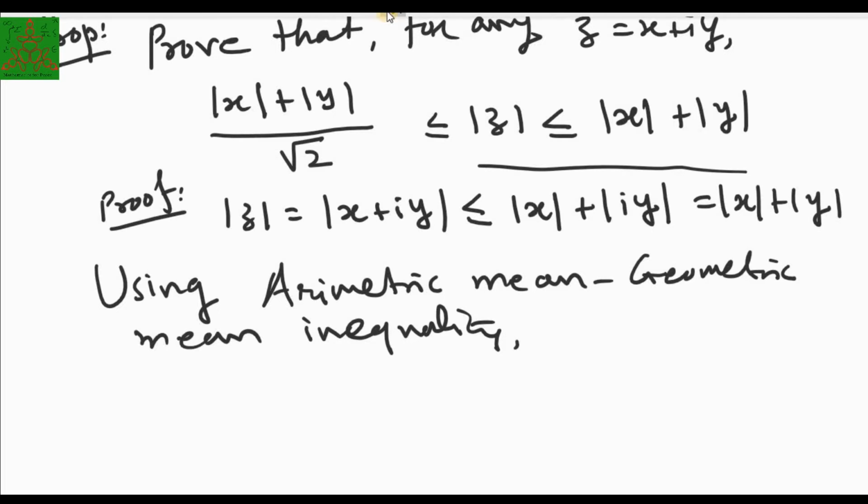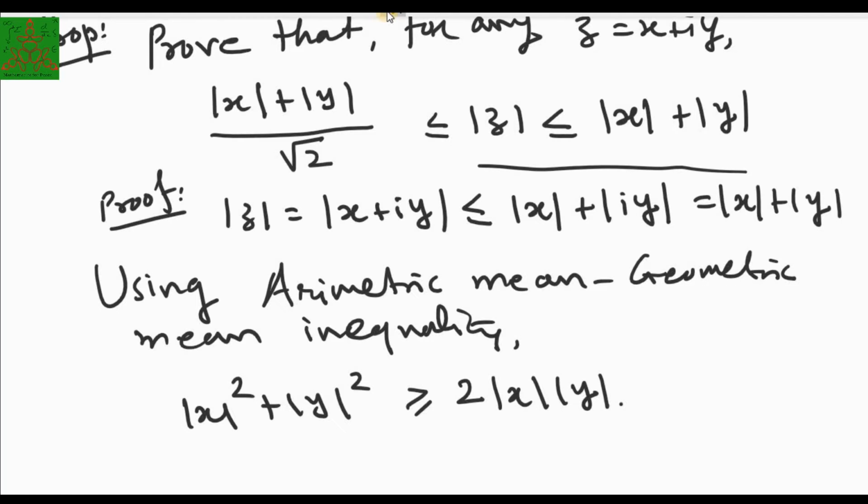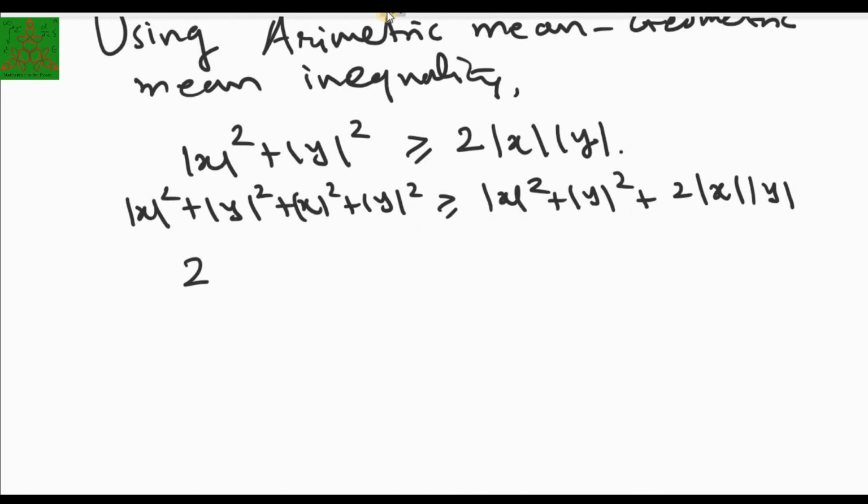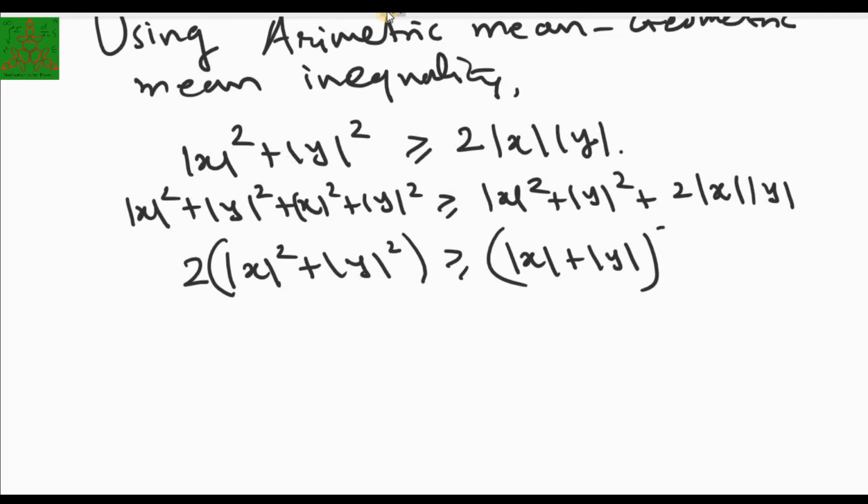So what is the AM-GM inequality? It says that mod of x square plus mod of y square is greater than or equal to 2 times mod of x mod of y. So what I am doing is adding x square plus y square on both sides. On this side it is 2 times mod of x mod of y, and the other side is mod of x plus mod of y whole square.